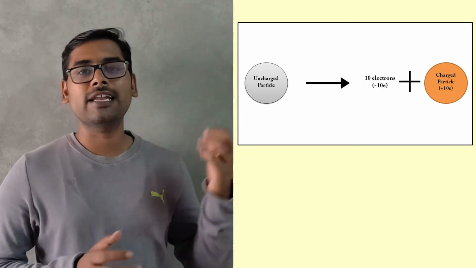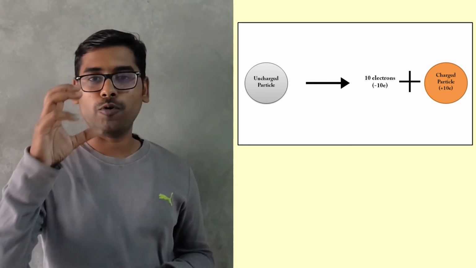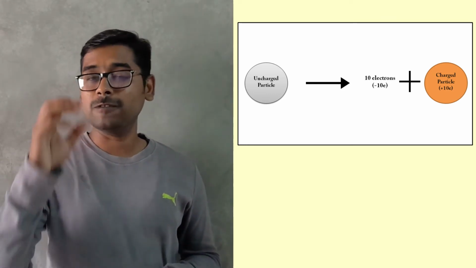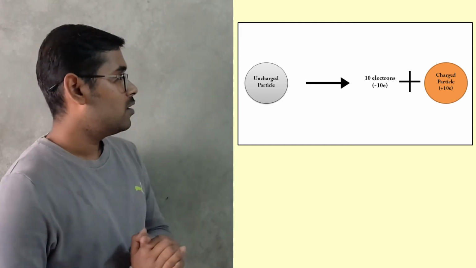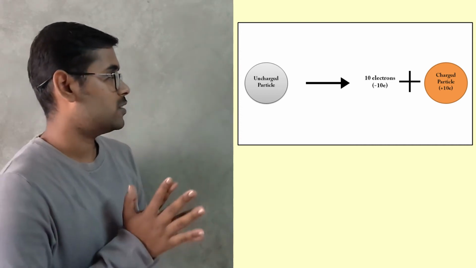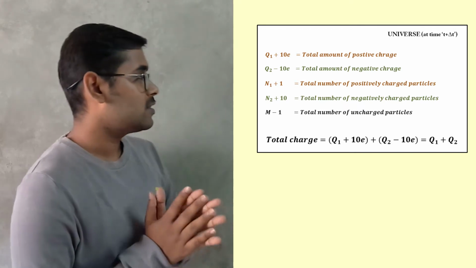Let's say I remove 10 electrons from it. Now what happened is, I have created a positively charged particle with charge 10e, and I have 10 extra electrons. Now let us see what has changed in the universe. After some time delta t, the state of the universe is like this.